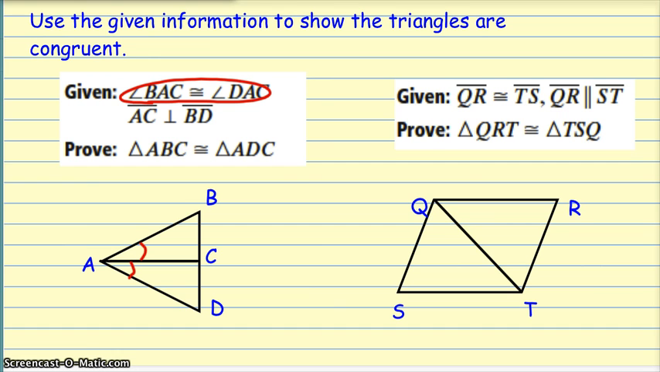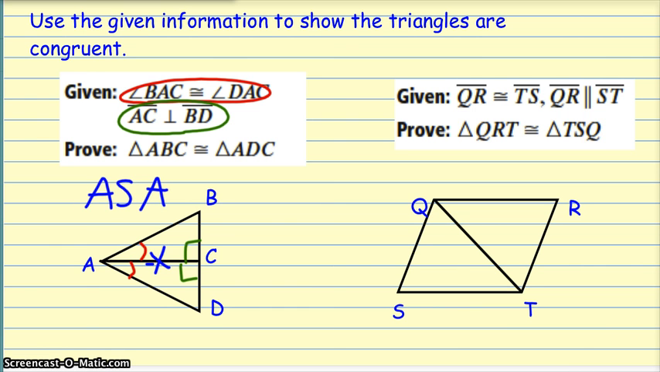The other one says that AC is perpendicular to BD. Well, when you're perpendicular, it creates 90-degree angles. So that's marked there in green. Can anything else be assumed in the triangle? Well, AC butts up against itself, so I know that those are congruent based on the reflexive property. So it looks like I have an angle, an included side, and a second angle.